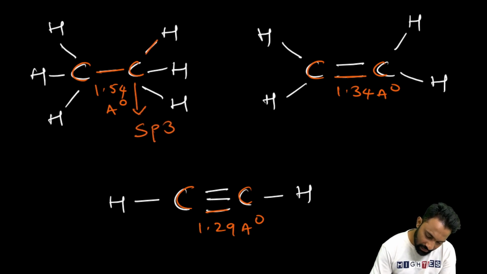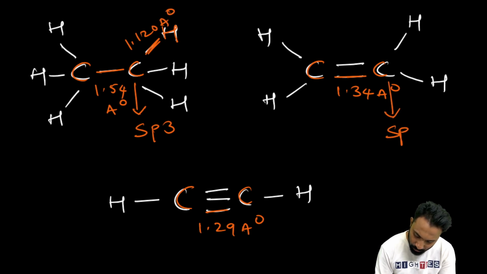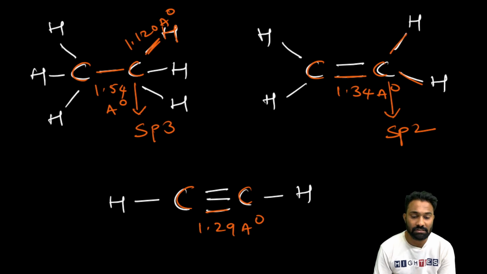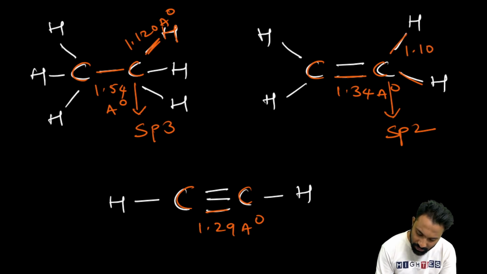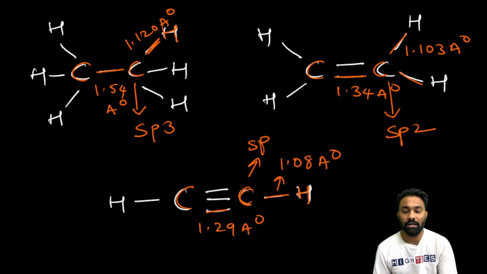So the sp3 carbon and hydrogen bond length will be 1.120 angstroms. Clear? Now this carbon hybridization is sp2, and this sp2 carbon and hydrogen bond length will be 1.103 angstroms. Clear? Now this carbon is sp, and this sp carbon and hydrogen bond length will be 1.08 angstroms. Clear? Many of the cases they may or they may not, but you try to remember.